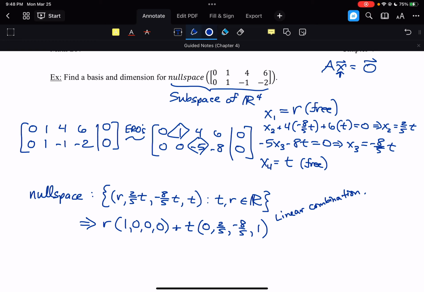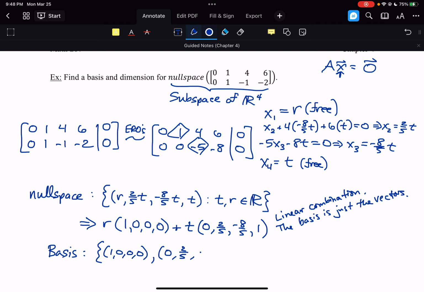But the basis is just the vectors themselves. So the linear combination here can produce any vector in the null space. But the basis is just the list of vectors, the set of vectors that are LI and that span, in this case, the null space. So the basis is just the vectors. So our basis is 1, 0, 0, 0. And 0, 2/5, negative 8/5, and 1.